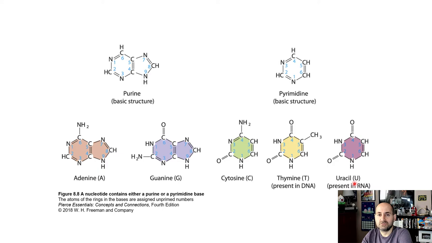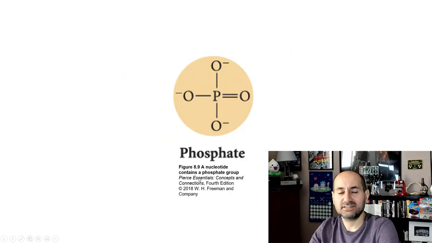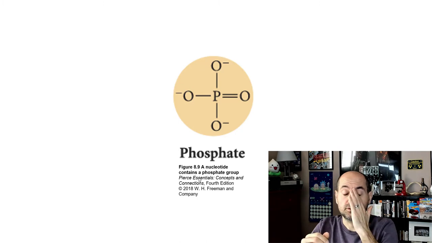So the only difference between complementary base pairing in DNA and RNA is that in DNA, A's pair with T. In RNA, A's pair with U. Okay? And this is the third component of a nucleotide.